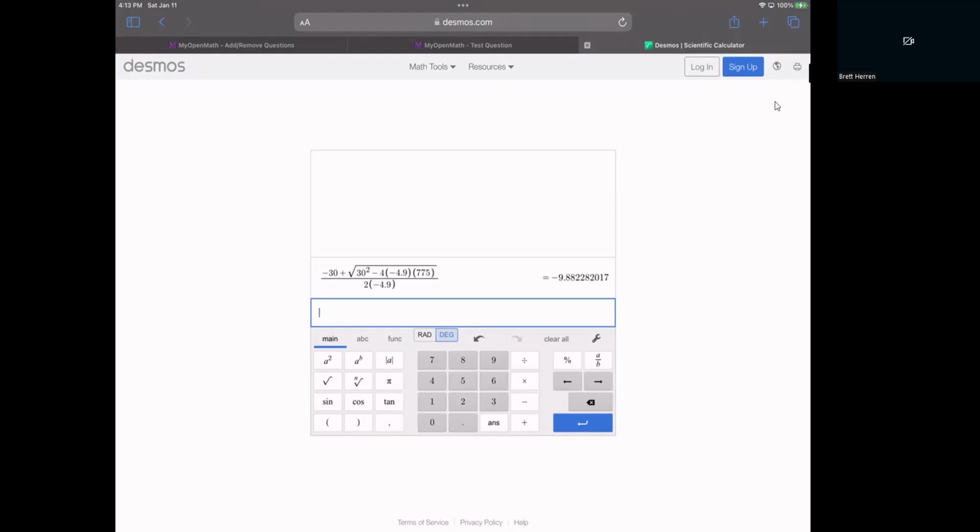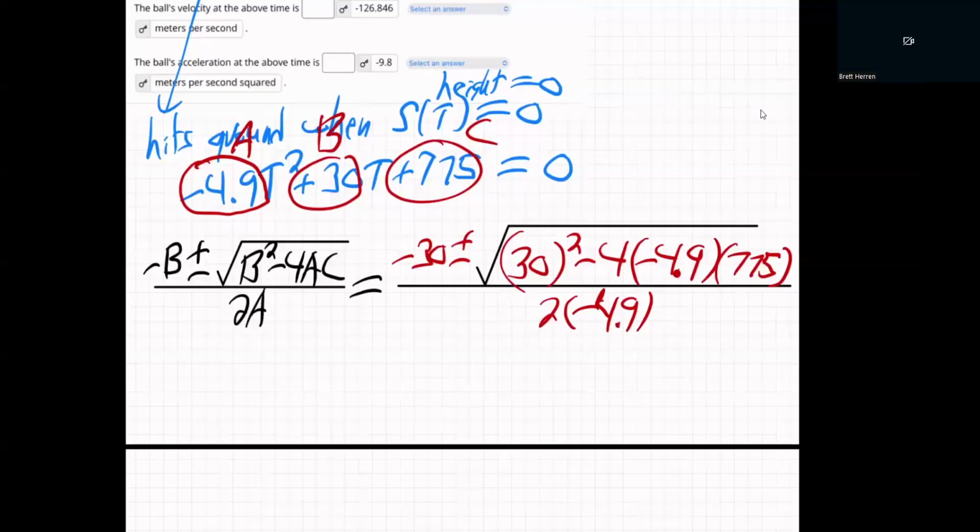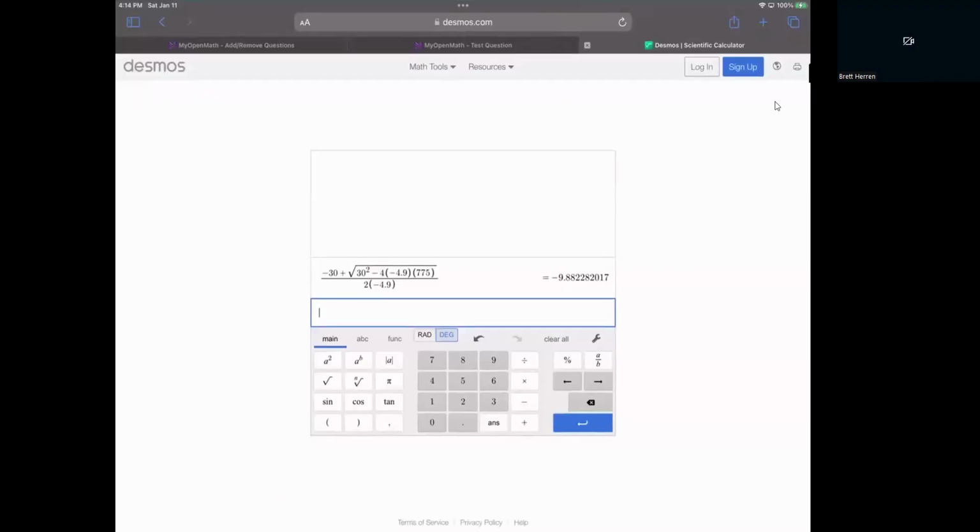Minus 9.8822. Let's go back. So this is t, because they were solving for the variable t. Anyway, now I'm going to go up and change this. Now watch, just go back and then erase that and make it minus. And boom, there's the other answer.